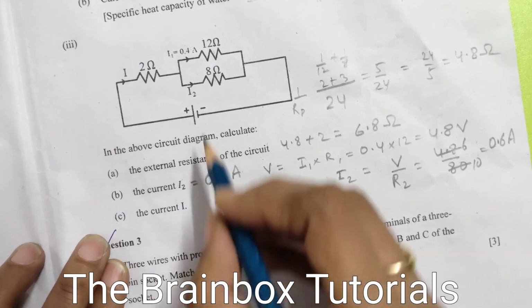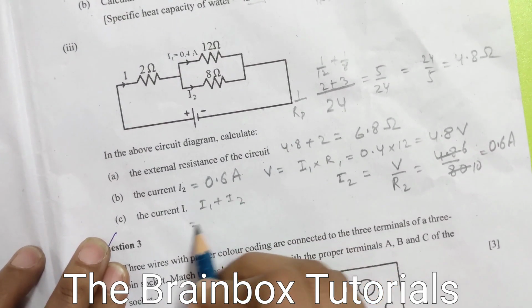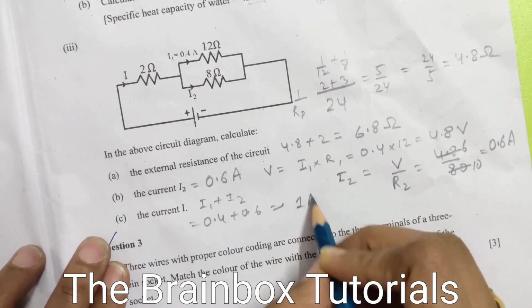And the current I is a combination of I1 and I2. So just add them, 0.4 and 0.6. So the answer is 1 ampere.